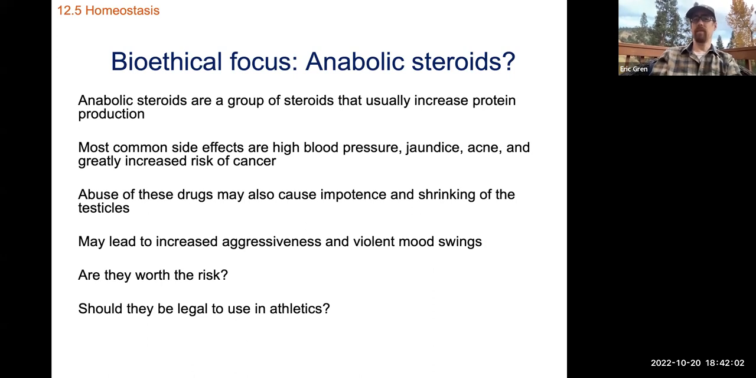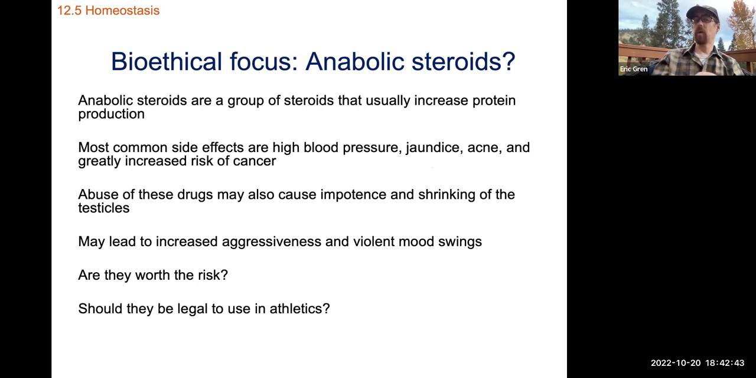There's some really important side effects here. So not only are you cheating by using these steroids to bulk up, right, instead of doing it the old-fashioned way, lifting weights and exercising like the rest of the athletes are. So not only are you cheating, but you're also risking some really important side effects, right? So anabolic steroids tend to increase blood pressure. They can increase kidney problems that lead to jaundice. Jaundice is where you have a yellowing of the skin because the kidneys aren't able to filter and eliminate metabolic wastes like they're supposed to.